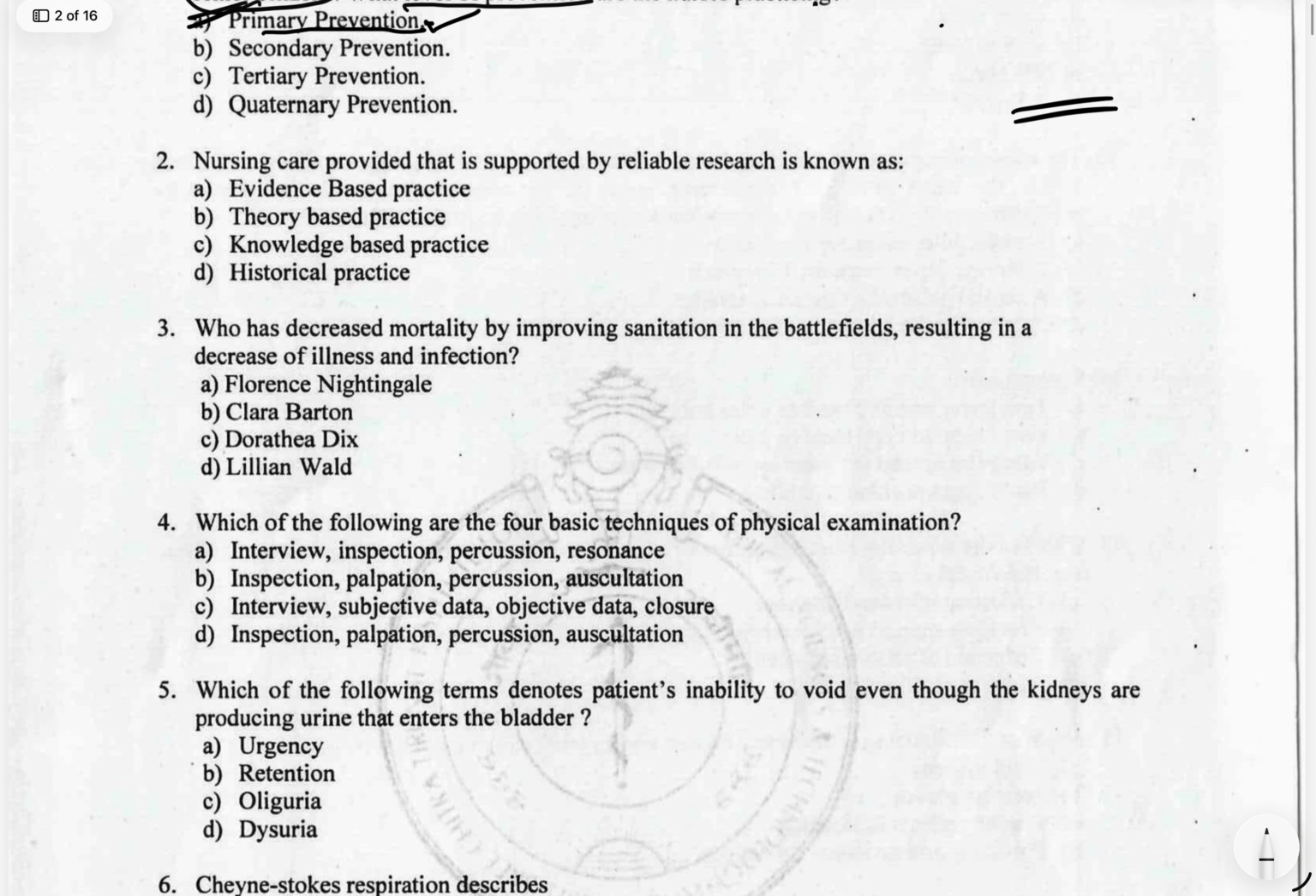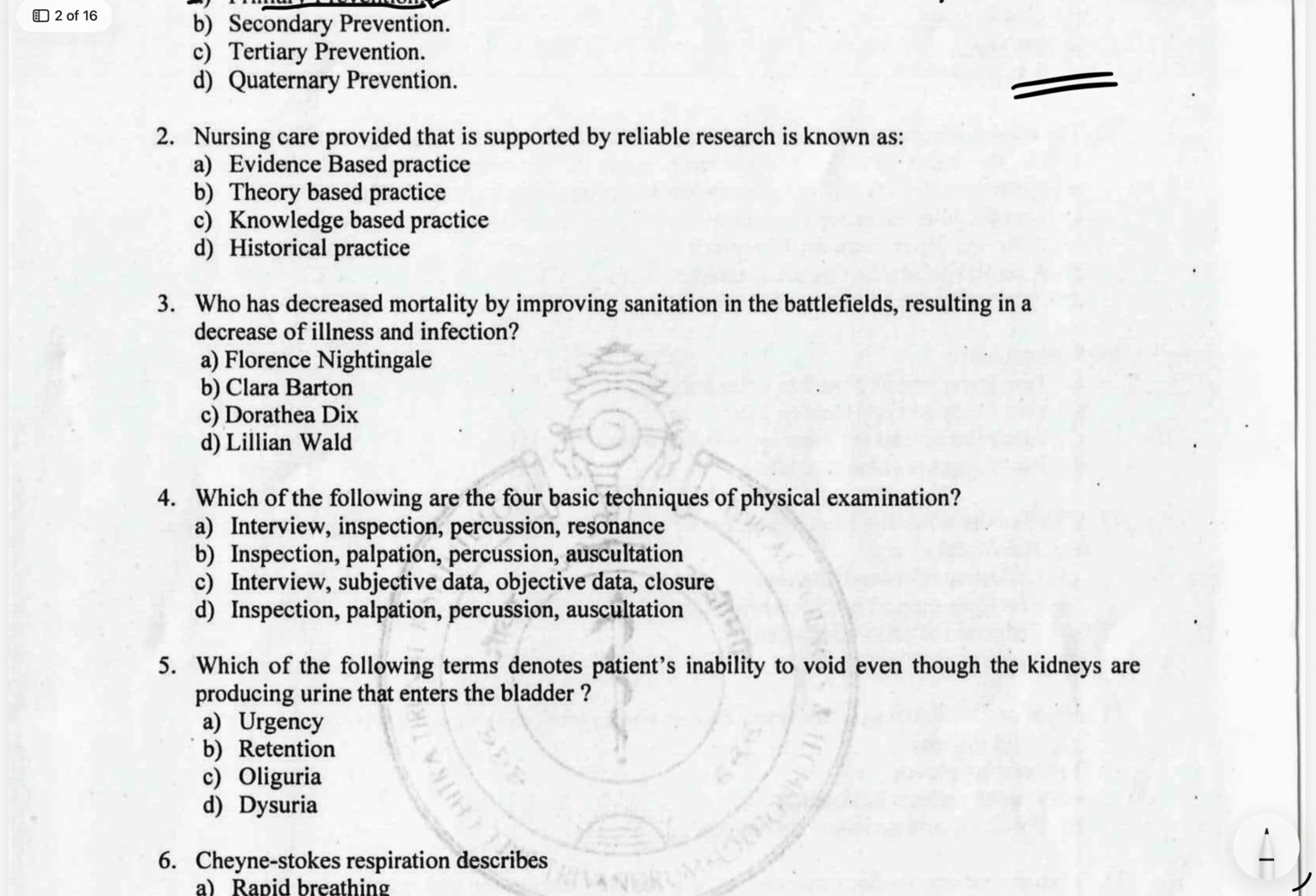So moving to the second question: the nursing care provided that is supported by reliable research is known as. This question is from the topic of nursing research. So what is the answer? We are providing nursing care for a patient, and the care I am giving is supported by reliable research. The options are evidence-based practice, theory-based practice, knowledge-based practice, and historical-based practice.